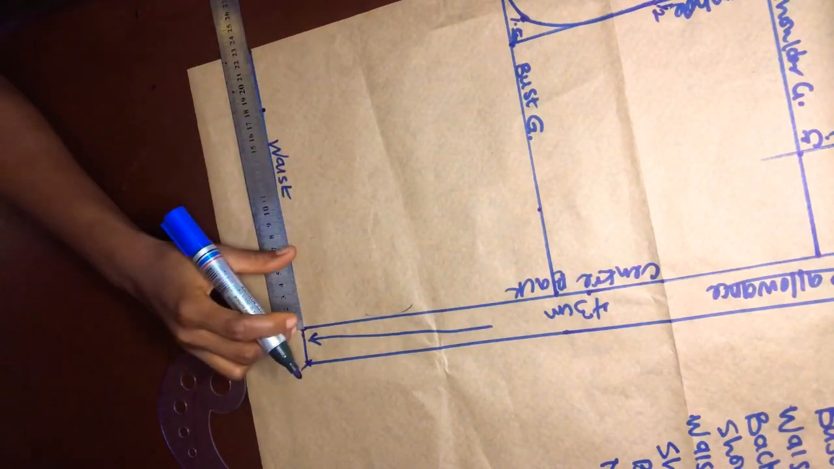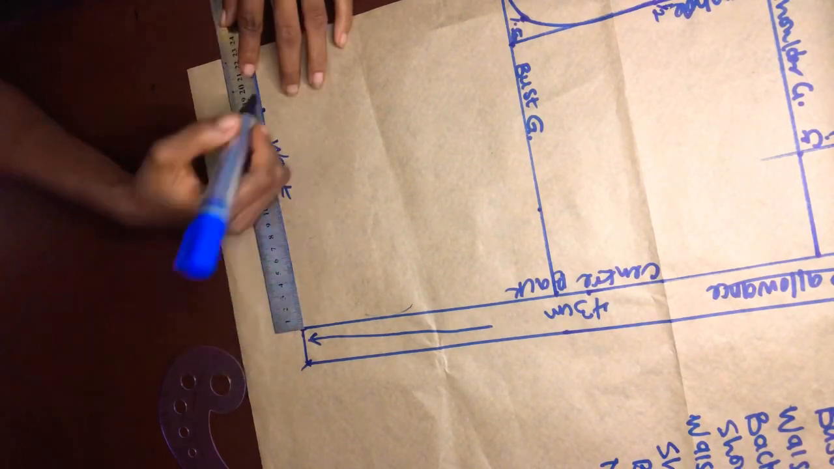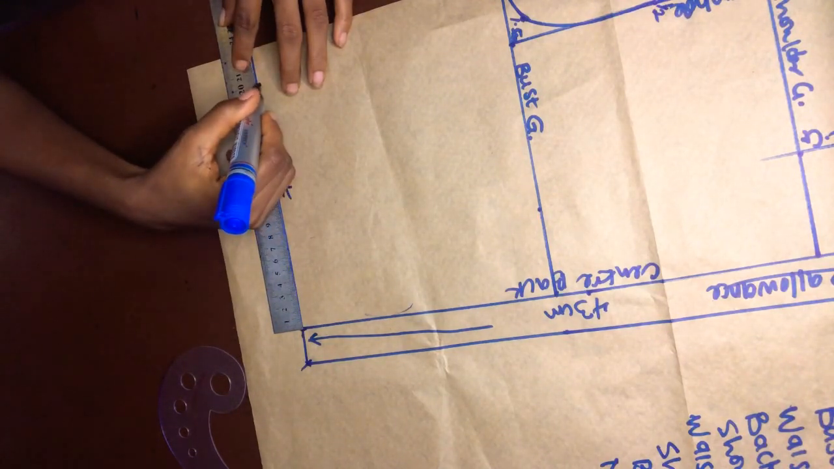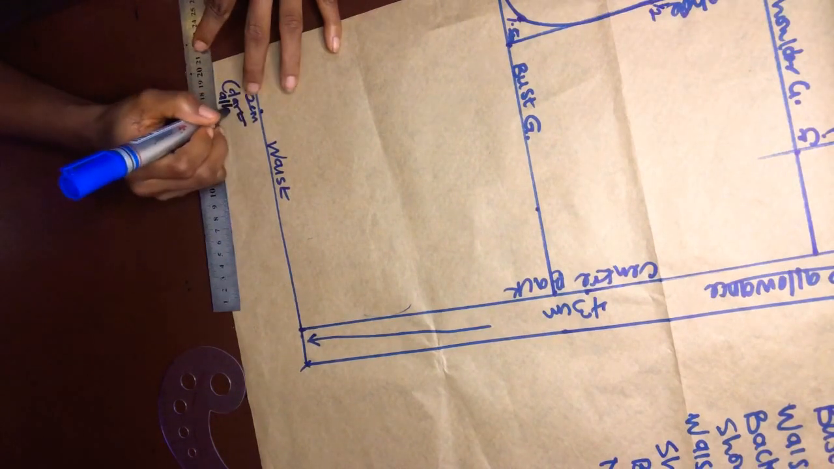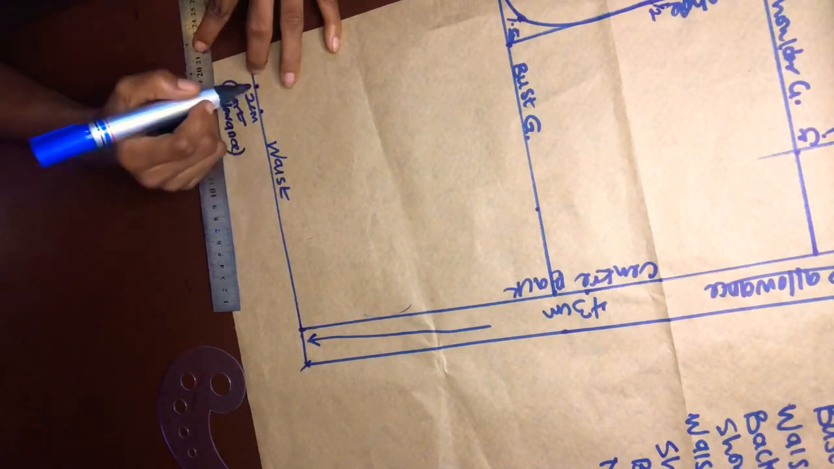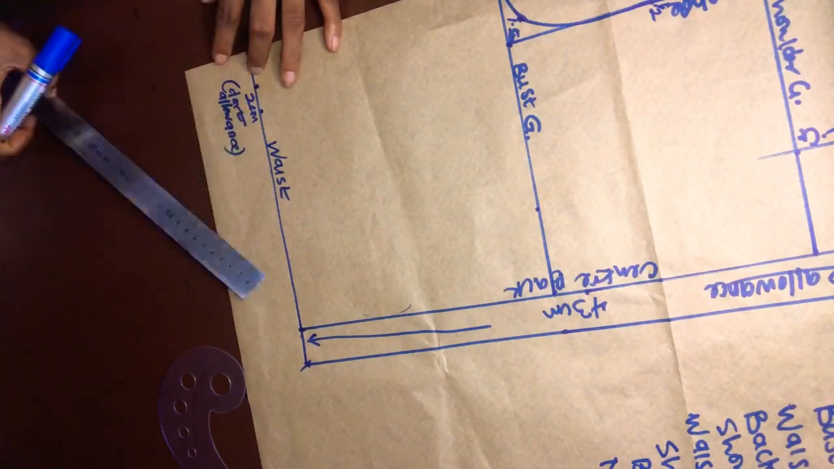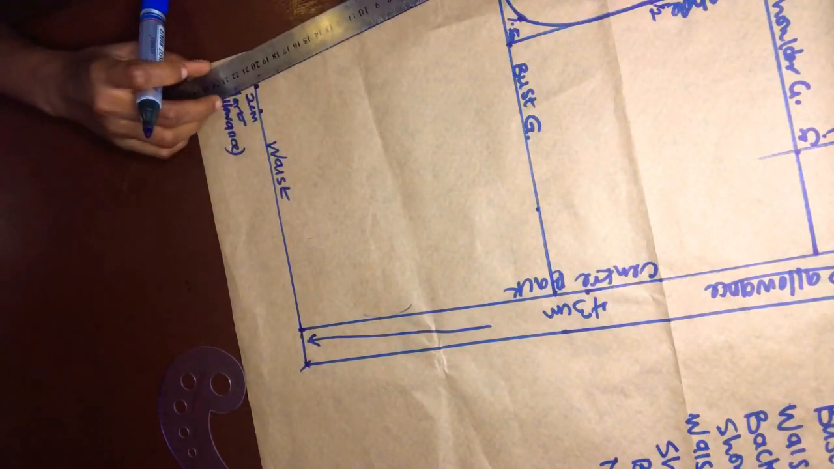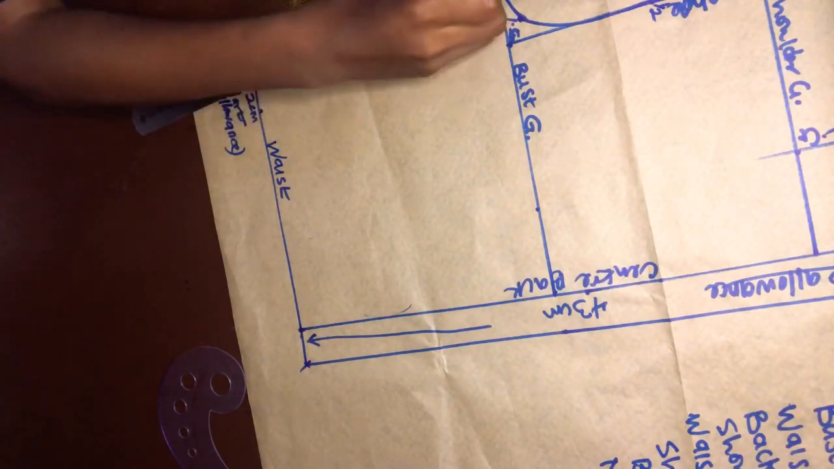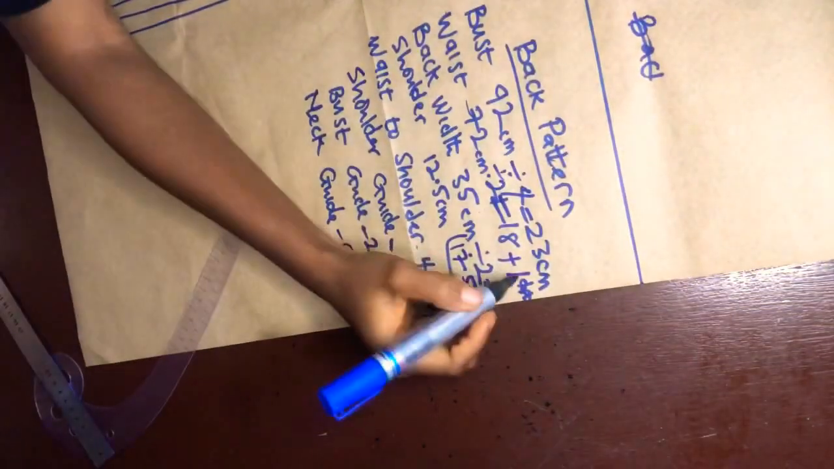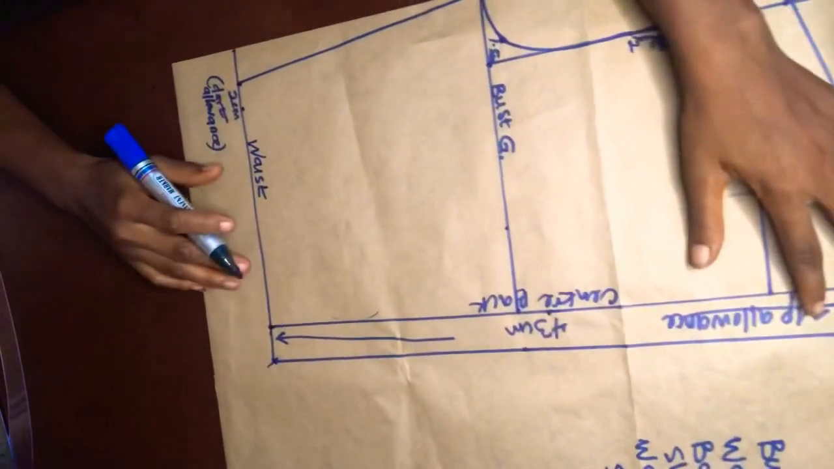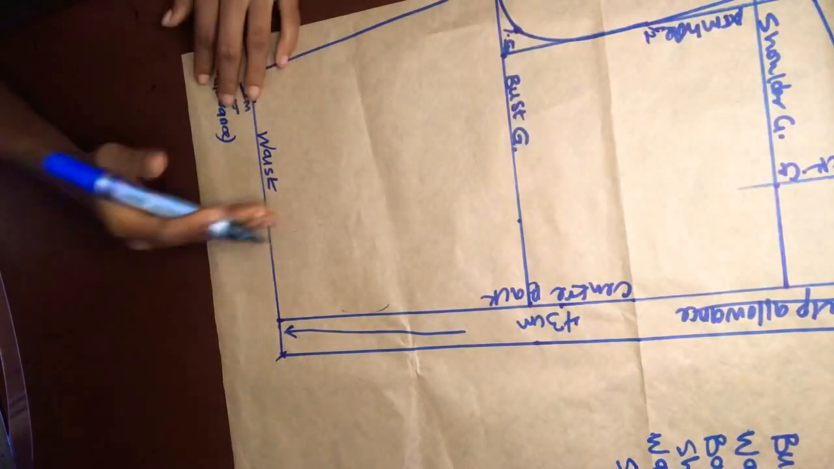So this is the point, this is 18 centimeters. So I'm going to add 2 centimeters to it. That will be 20 centimeters. So this 2 centimeters is for the dart allowance. Dart allowance, please take note, 2 centimeters for the dart allowance. So I'm just going to slant it to meet the end of the block there. So I change it to 2 centimeters.